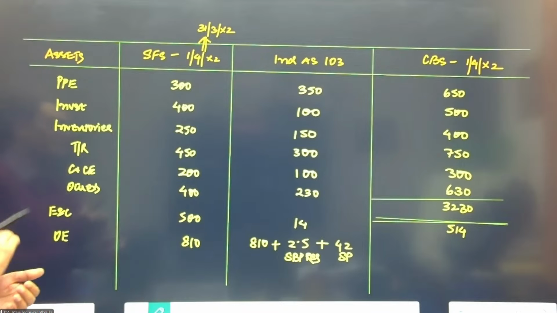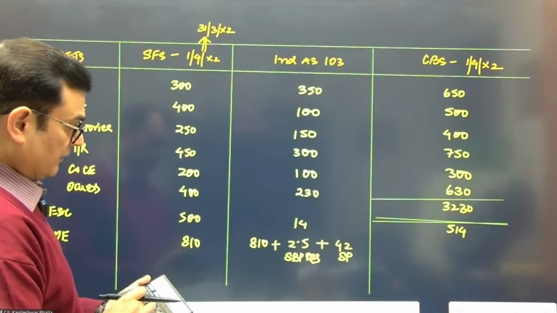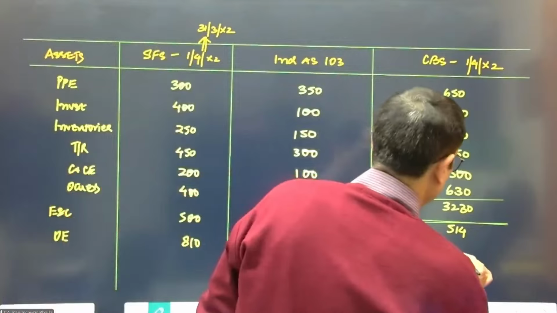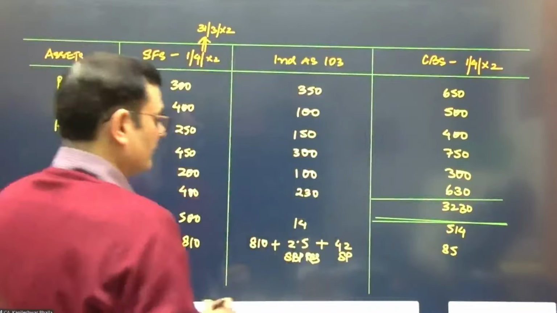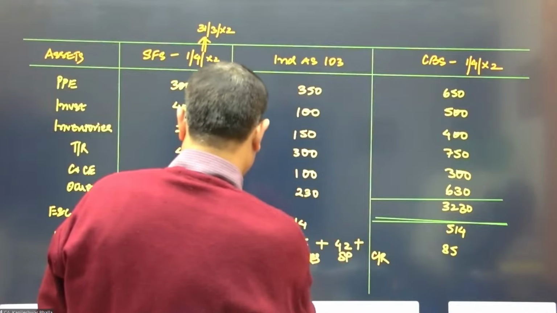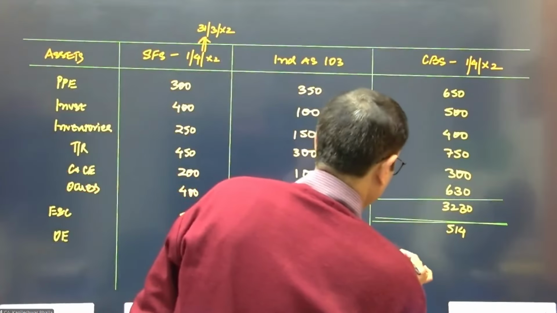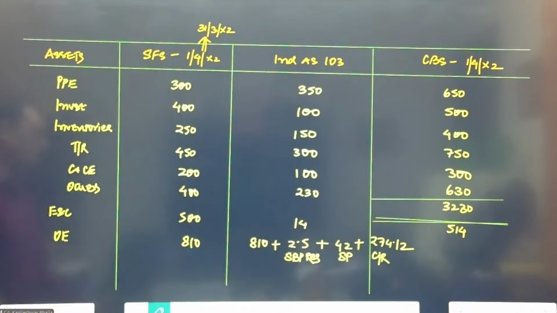Anything else which needs to be taken in this other equity? I think that's it. So 810 plus 2.5 plus 42, that's 854.5. Okay, there was a bargain purchase gain also, no? How much was the bargain purchase gain, capital reserve? 274.12. So all this is going to be a part of other equity, the SBP reserve, the share premium, etc.